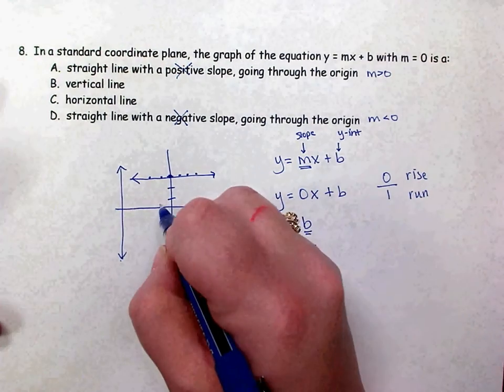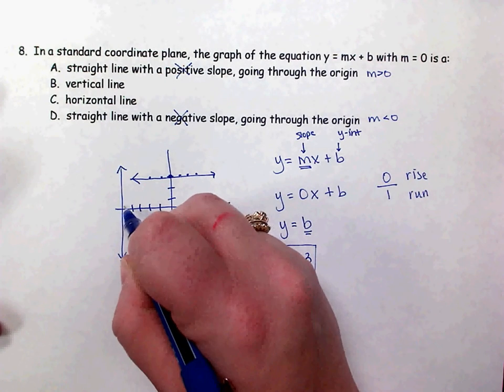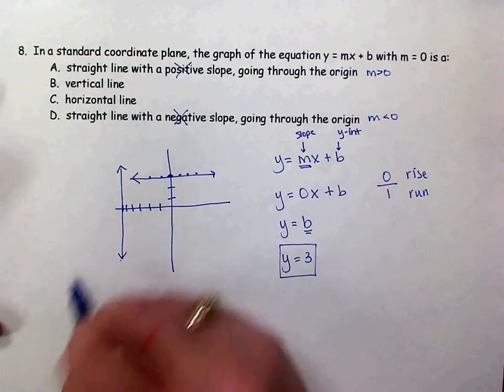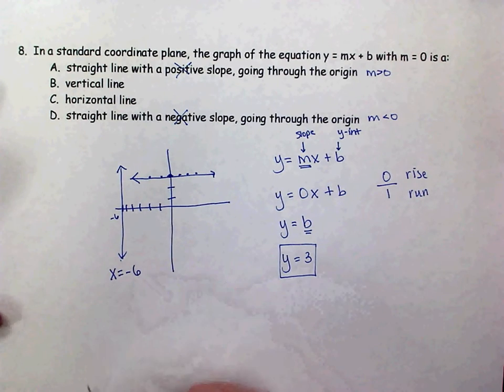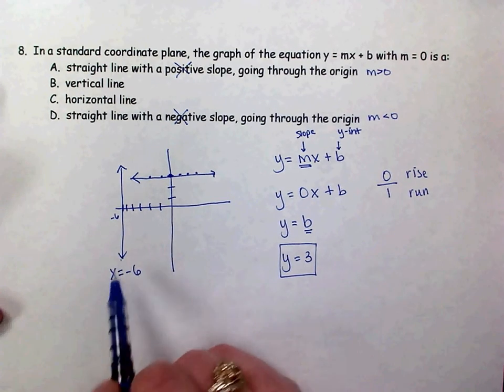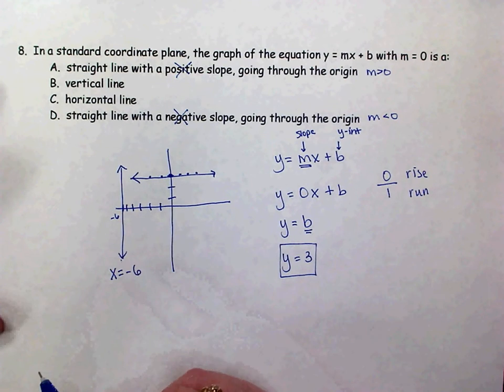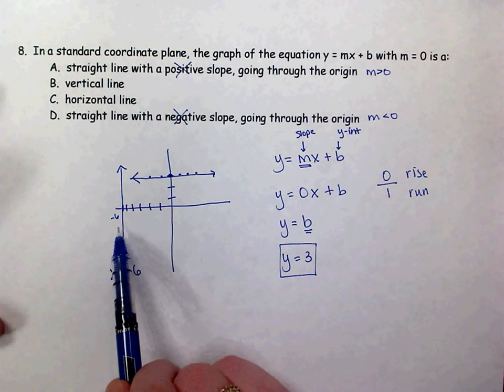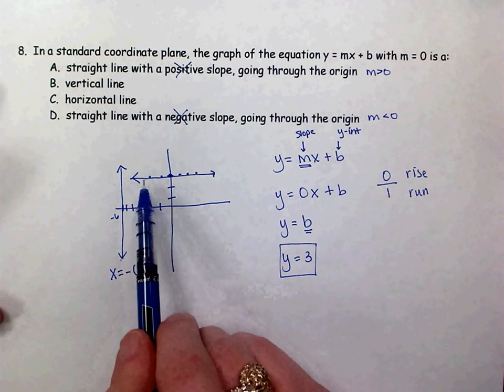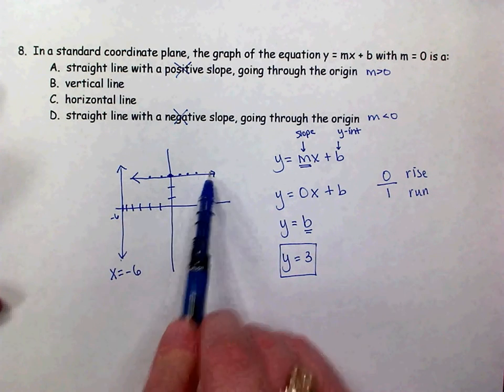So let's say 1, 2, 3, 4, 5, 6. This was a negative 6. This equation would be x equals negative 6. It only has an x in the equation. It only crosses the x-axis. It's saying x is negative 6 for every single point on this line, just like the y value is positive 3 for every point on that line.